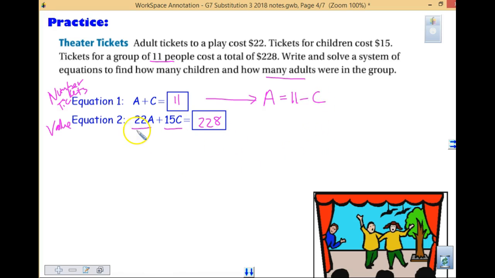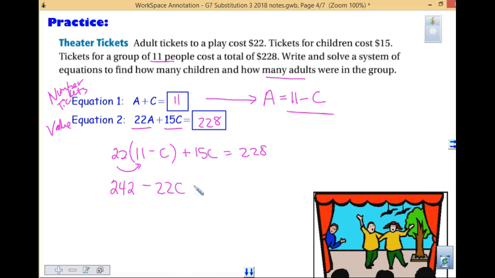I am now going to go to this equation and replace the A. So I have 22 instead of A, plus 15C equals 228. Here I am putting in 11 minus C because that's what my A was equal to. So when I distribute 22 times 11, 242, minus 22C plus 15C equals 228.